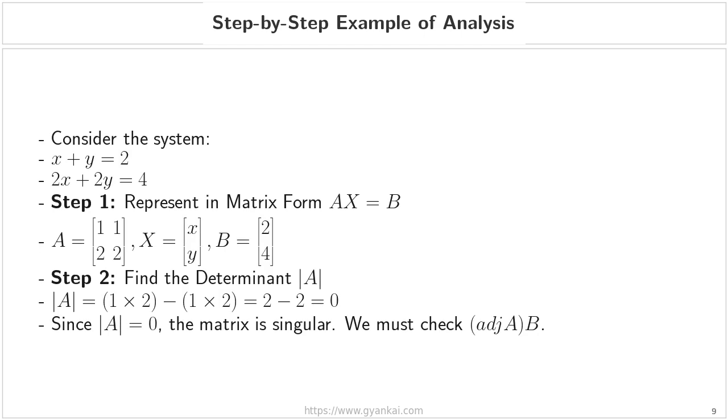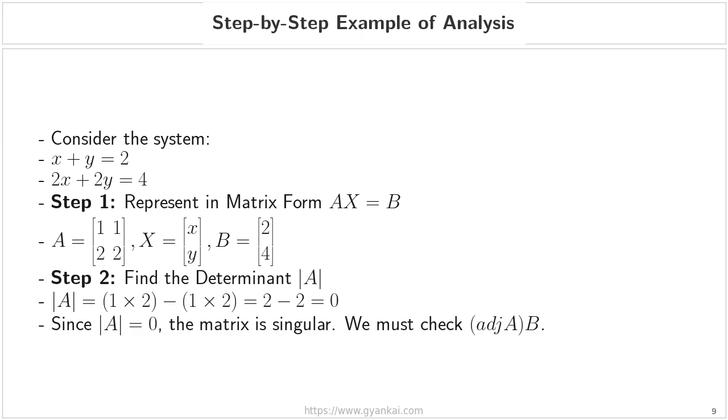Next, we move to step 2, where we need to find the determinant of matrix A, denoted as the vertical bars around A. We calculate this by multiplying the elements of the main diagonal and subtracting the product of the other diagonal. That gives us 1 times 2 minus 1 times 2, which simplifies to 2 minus 2, resulting in 0.